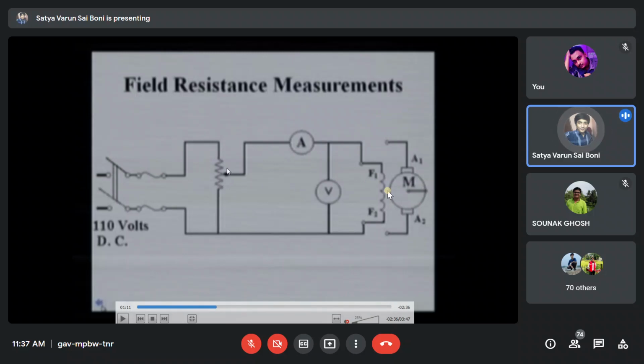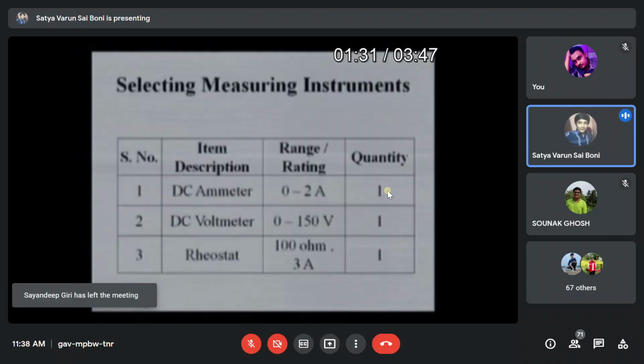So by using a variac, we are varying the 110 volts in steps of 10 volts, meaning 0, 10, 20, 30, like that up to 110 volts. And we are measuring the voltage and current value. This is the only point. After measuring voltage and current value for different voltage inputs, we measure the resistance by using Ohm's law.